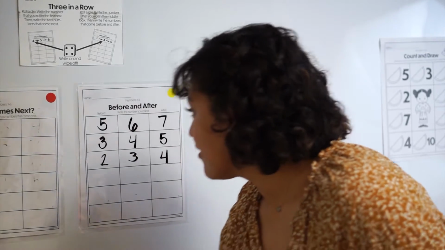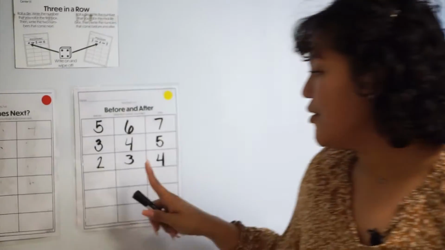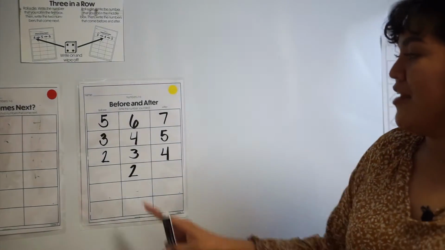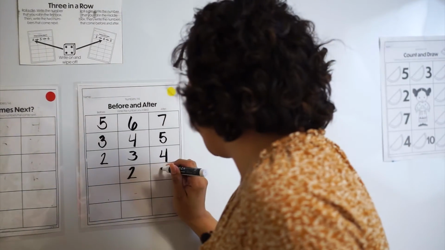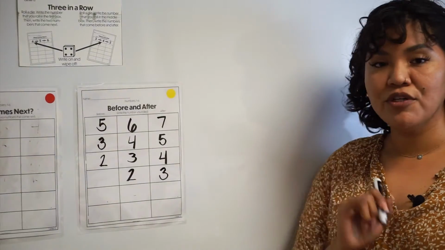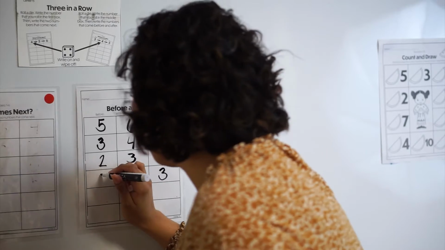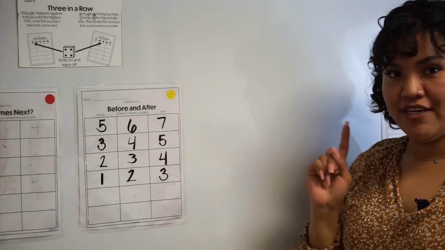Okay. I'm just having so much fun rolling this die. Let's do it one more time. One more time, roll your die. 2. I rolled a 2. So we're going to write a number 2 in the middle. Okay, what comes after 2? 3. 3 comes after 2. What comes before 2? 1. 1 comes before 2. So now we have 1, 2, and 3.